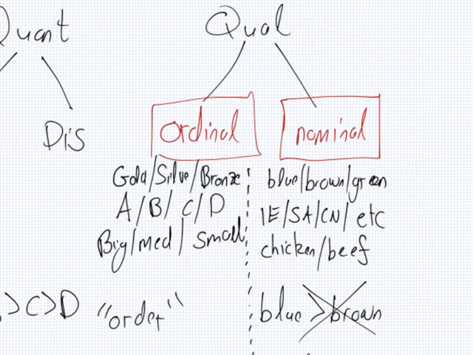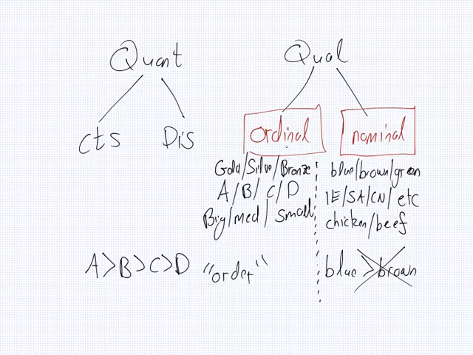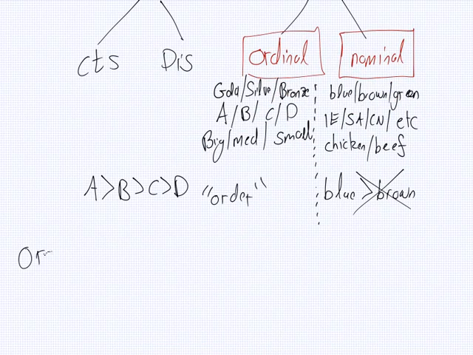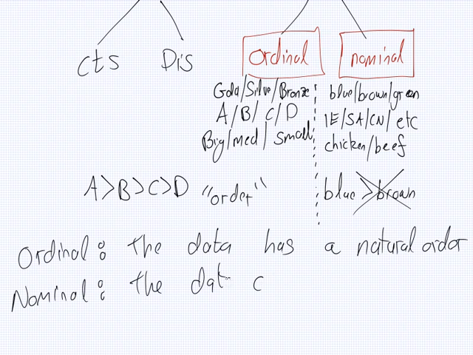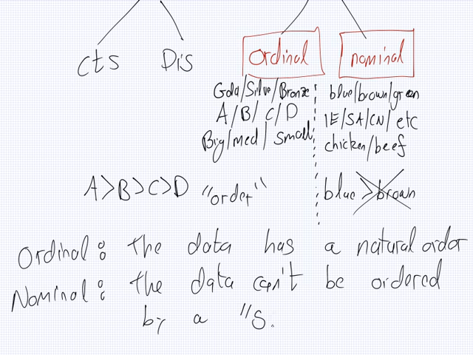So we could say, ordinal: the data has a natural order, and then nominal: the data can't be ordered by a size.